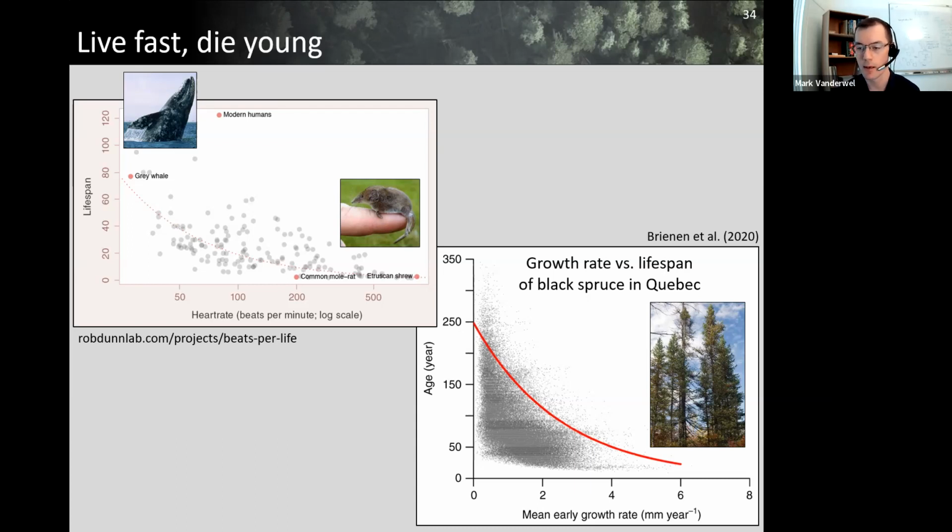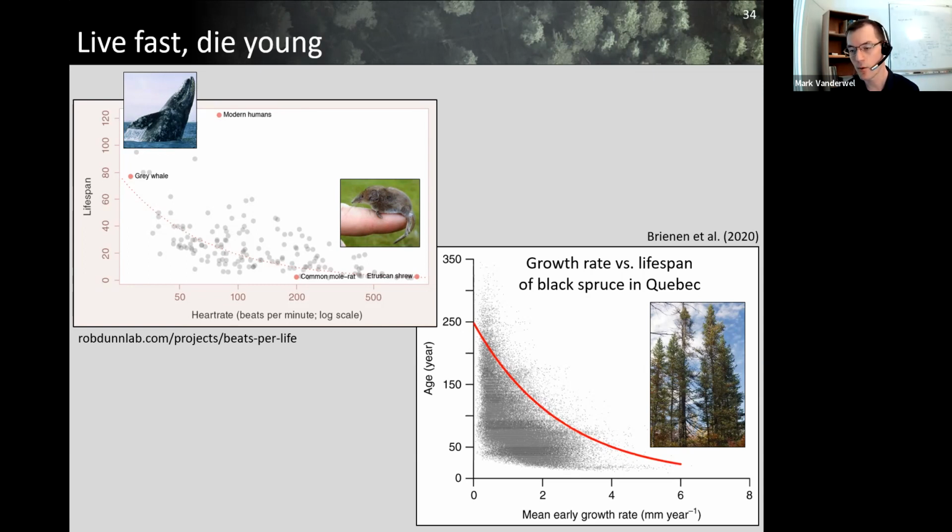This is based on a database of tree cores. The red line here shows a model that was fit to the upper edge of that cloud of points, and it clearly shows that there is a decrease in tree longevity with early growth rates. So trees that are growing in more stressful environments where they have a lower growth rate can live for 150, 200, 250 years.